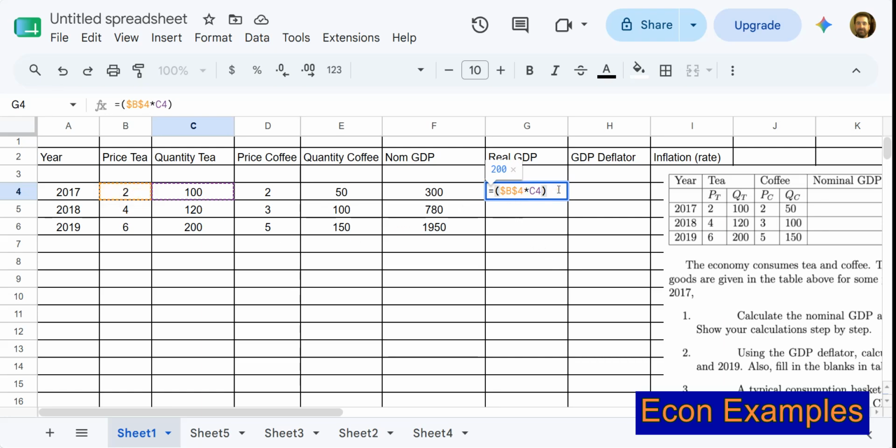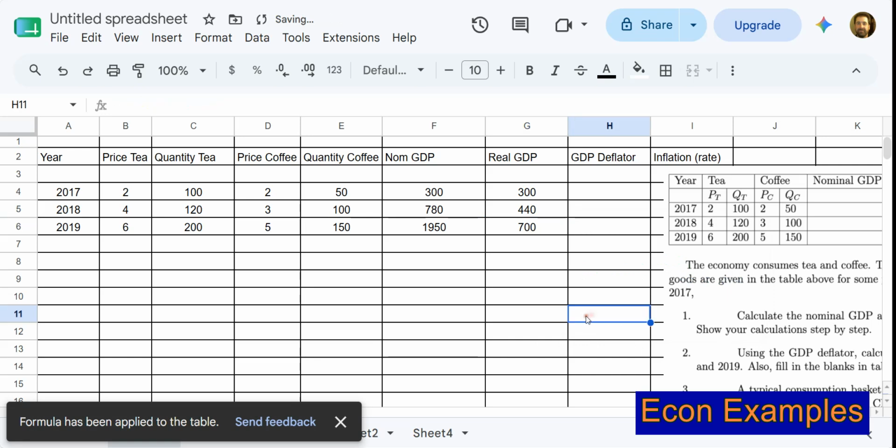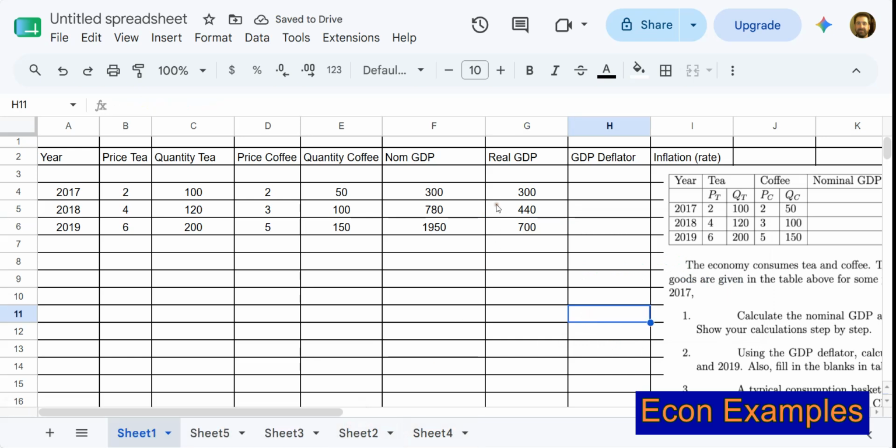The quantity will change. And then we're going to do the same thing plus price of coffee. I want to lock that in times the quantity of coffee. Now you might be saying, well, hey, that's going to give us the same answer. Well, that's right. In the base year, remember that the nominal and real are always the same. So no problem. And then it copied that down for us. You can check it here. If you look, it's keeping that price the same, but changing the quantity. So you can do that manually, but it just copied it for me.